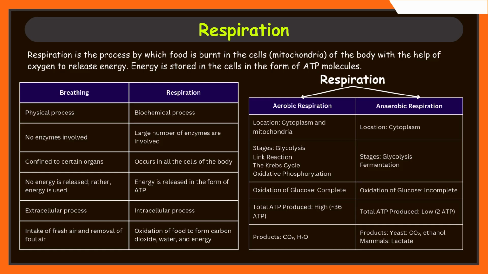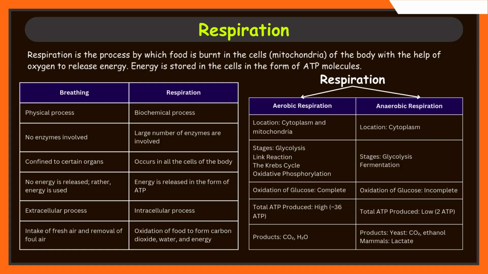Aerobic respiration is the process by which living organisms break down food in the presence of oxygen to release energy. It takes place inside the cells, mainly in tiny structures called mitochondria, which are often known as the powerhouses of the cell. In this process, glucose, which is a simple sugar obtained from the food we eat, combines with oxygen and gets broken down into carbon dioxide, water, and a large amount of energy.